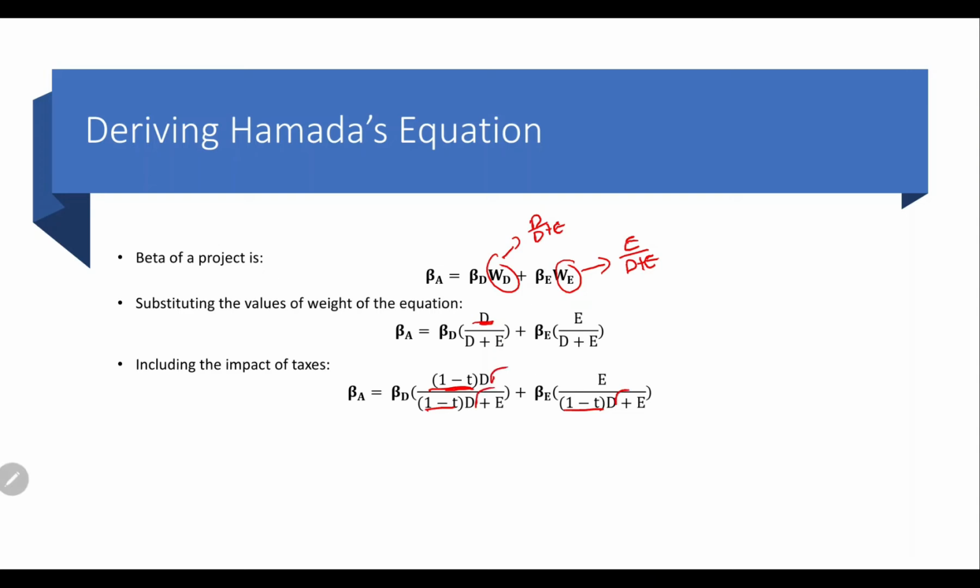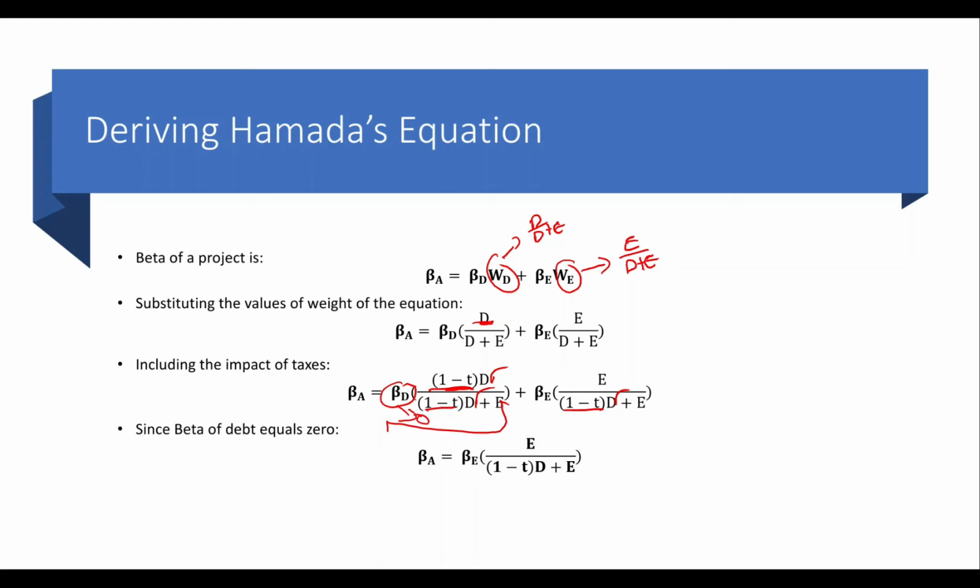And this equation is also known as Hamada's equation. And while writing the Hamada's equation, we make an assumption that beta of the debt equals 0. And why do we make such an assumption? We assume that the debt has negligible risk and all the interest and payments on it would be made as and when they fall due. So now that this term in the equation becomes 0, we can rewrite Hamada's equation like this.